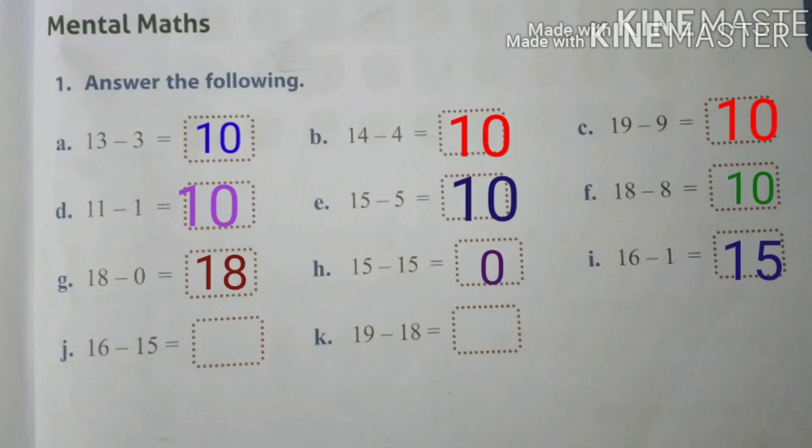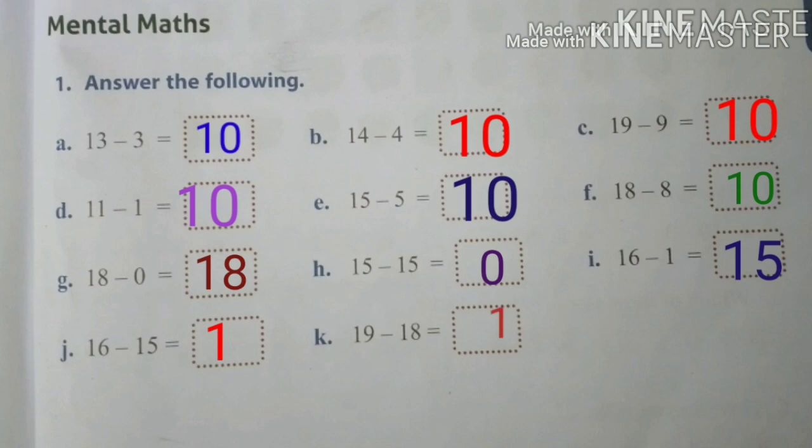Okay children? Then the next problem 16 minus 15. Here the number 15 comes before 16. That is the difference between 16 and 15 is 1. That is if we subtract 15 from 16, 1 will be the answer. Then the next problem 19 minus 18. Here also the number 18 comes before 19. That is the difference between 19 and 18 is 1. So 19 minus 18 is equal to 1.